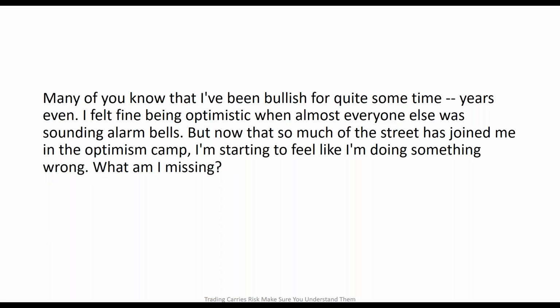Many of you know that I've been bullish for quite some time. Years even. I felt fine being optimistic when almost everything else was sounding alarms. I was telling everybody in the 2008 crash, when everything went down, start buying, buy and put it away. These big corporations weren't going away. Buy and put it away. Buy on lows. Whenever you see a low, buy, because it will recover.